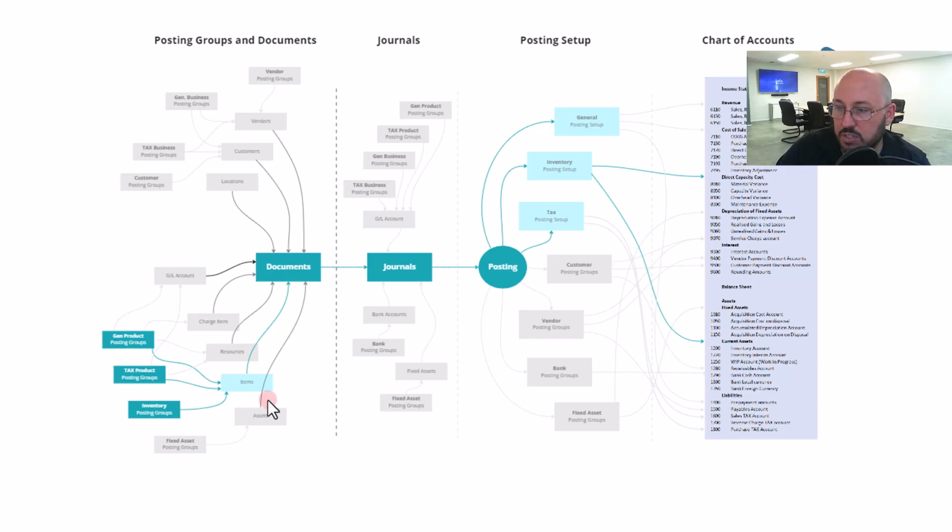And the last one for us is taxation. So with the tax product posting group, when we hit the tax posting setup, we're mixed with the tax business posting group to determine where we hold tax paid and tax received, as well as many other forms of taxation.